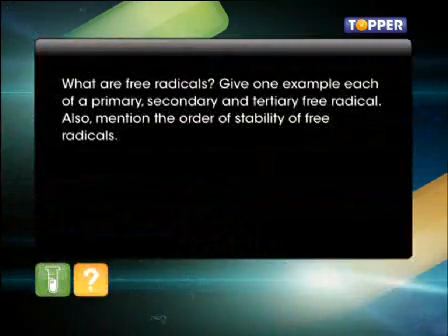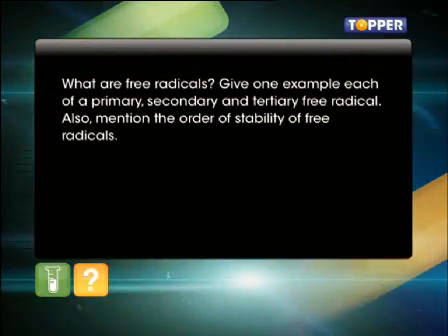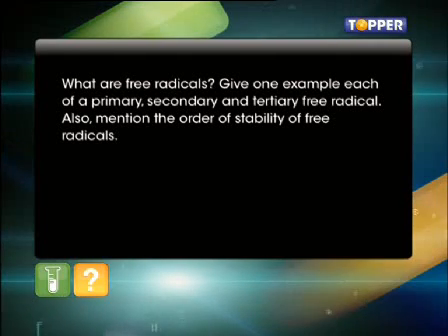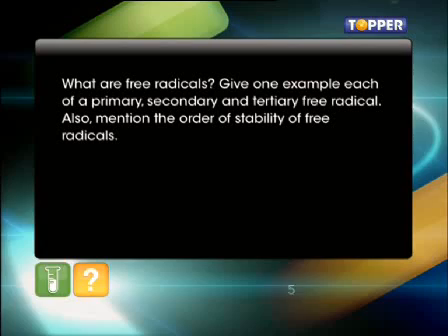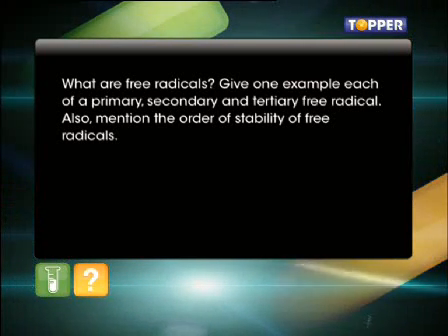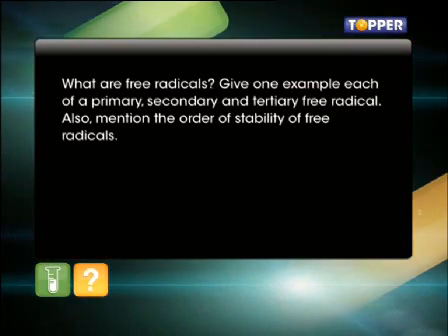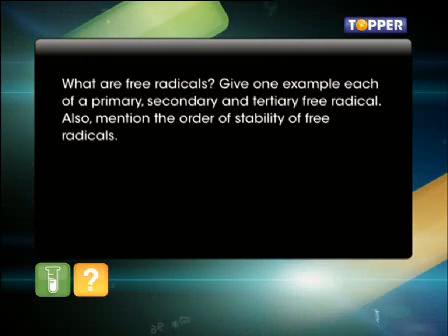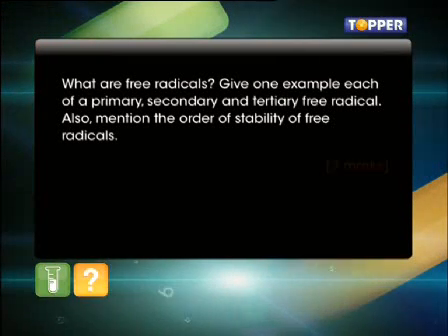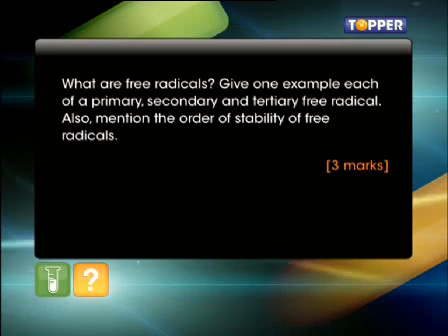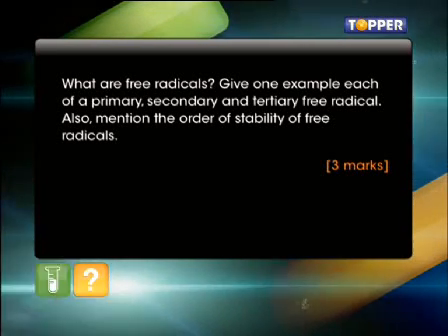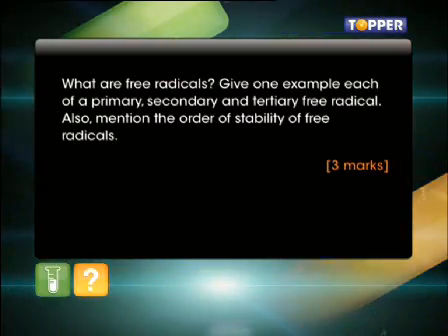The question is, explain what are free radicals. Give one example each of a primary, secondary and tertiary free radical. Also, mention the order of stability of free radicals. This question carries 3 marks. Let me show how you can score 3 on 3 if this question comes in your exams.